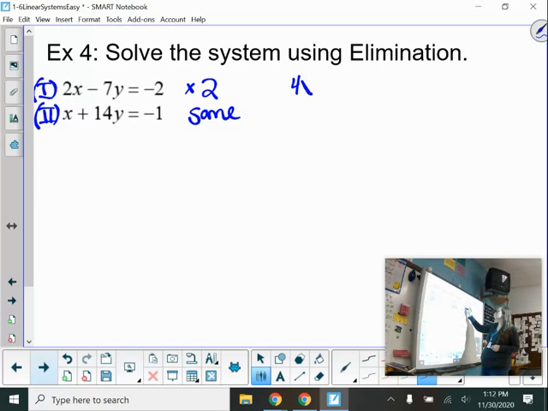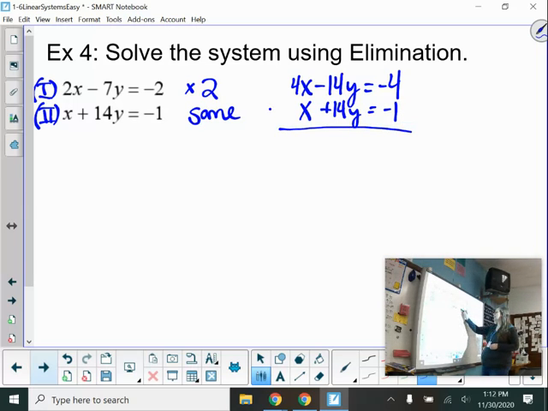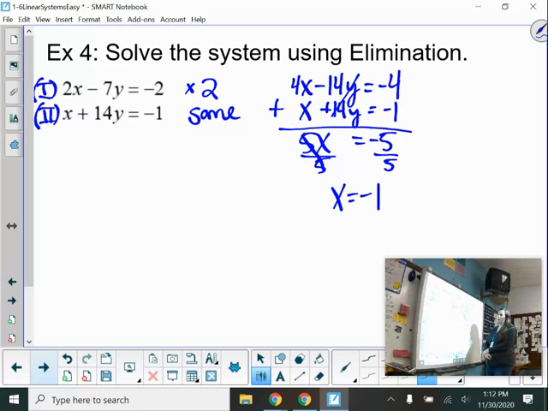The x is going to become a 4x. The y is going to become a minus 14y, and that's going to equal negative 4. Bottom equation is going to stay x plus 14y is equal to negative 1. Now we can add together. 4x and x is 5x. The y's add out, they are gone. Negative 4 plus negative 1 is negative 5. Divide by 5, I get x is equal to negative 1.